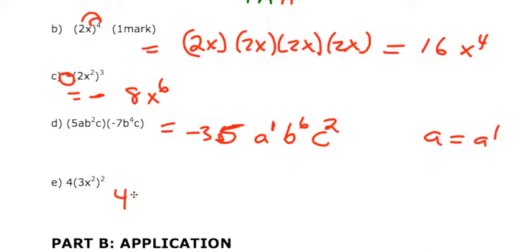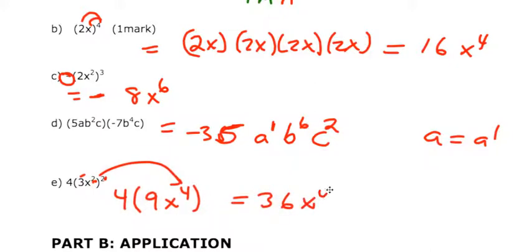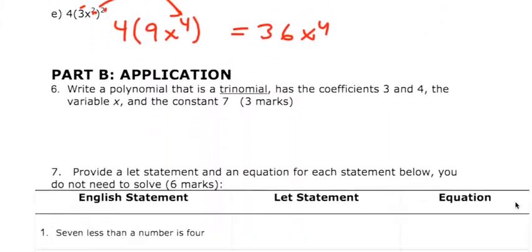BEDMAS says that you have to take care of the exponent first, so I'll square it, 3x squared, and I'll get 9x to the 4. So it's 3 squared. X squared to the power of 2 is x to the 2 to the 2. Multiply the 2 and the 2 to get this 4 here. Then I have 4 times 9 is 36, x to the 4. So those are your exponent rules.